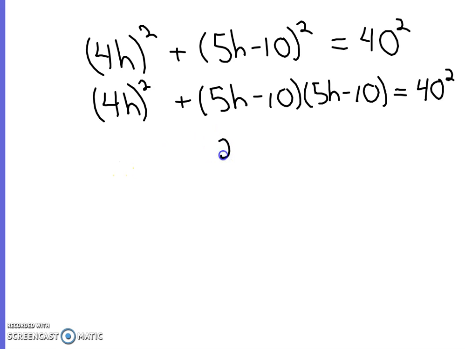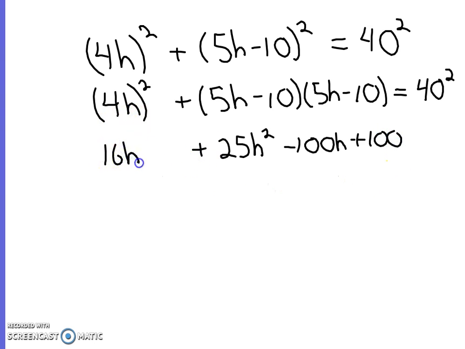I'm going to write that as 25h squared. That's the first pair. Outside pair is 5 times negative 10, so that's negative 50. But then here's another negative 50 here. So I've actually got negative 100h plus the last pair is 100. Okay, I'll bring down everything else for the right, but I'm going to write this as 16h squared. So I squared the 4 and I squared the h. It's supposed to be equal to 1600. That's 40 squared. And so now we're starting to look more like a traditional quadratic equation.